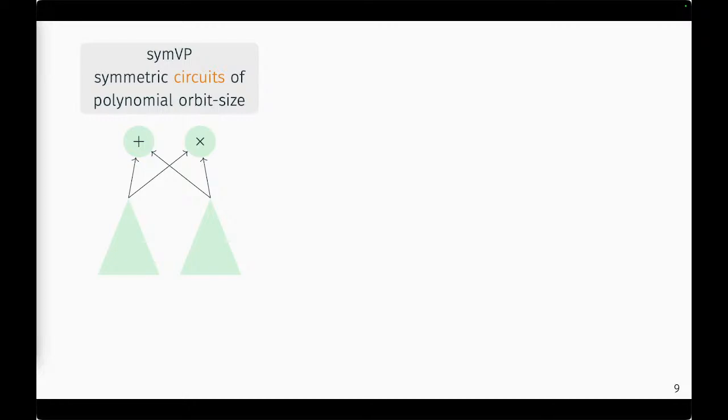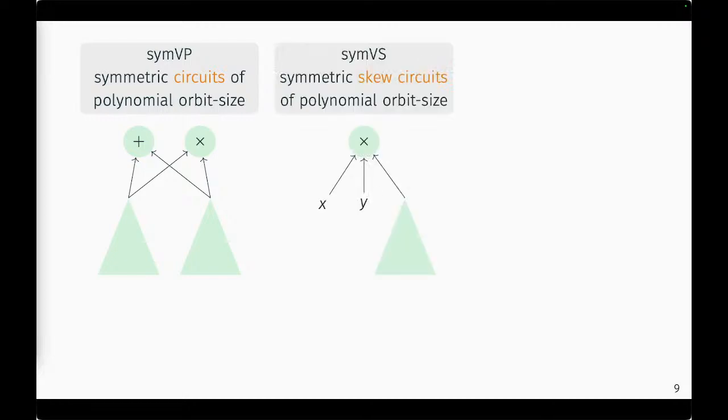So this is symVP. And then the other notions are, as you would expect, symVS contains all polynomials that are computed by symmetric skew circuits of polynomial orbit size. And a skew circuit is a circuit where at every multiplication gate, at most one of the inputs is not an input.